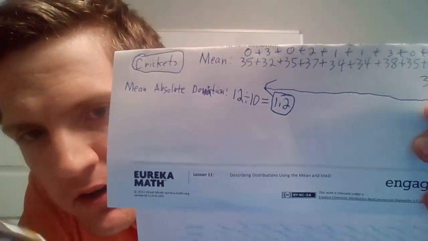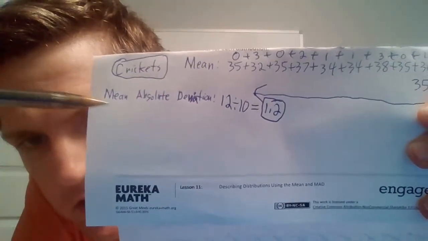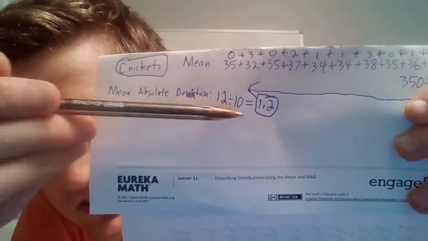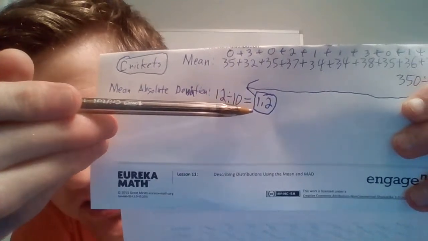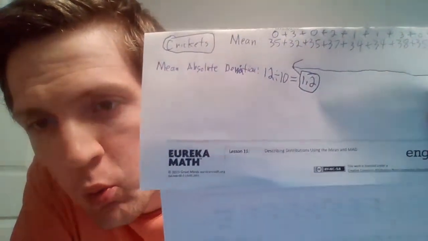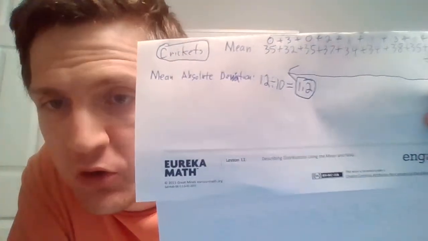And I'm going to do it by going 12 divided by 10. That should give me a mean absolute deviation of 1.2. So once I calculate it, my mean absolute deviation for the crickets is 1.2. That means on average, the numbers in that list are 1.2 away from the mean of 35.